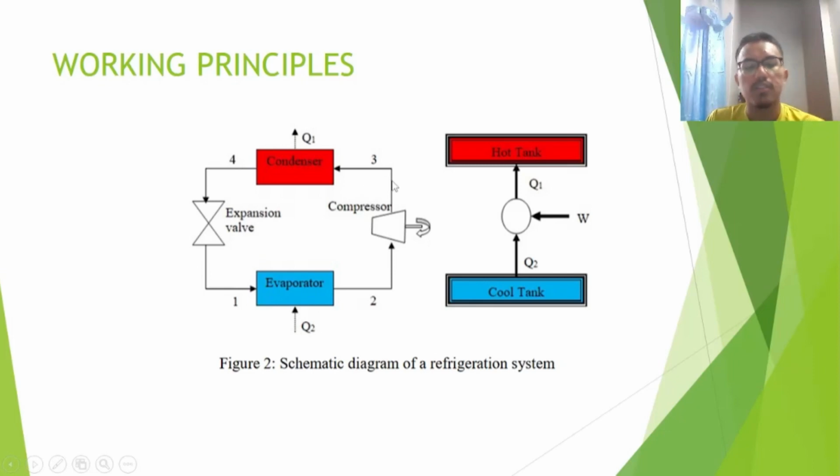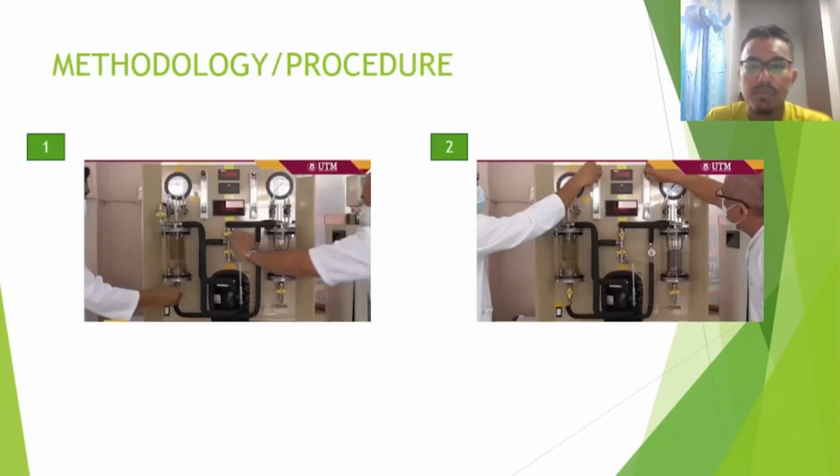So we need to find the COP, which is the coefficient of performance, by using the equation COP equals cooling effect over work. Now we move to the methodology and procedure.